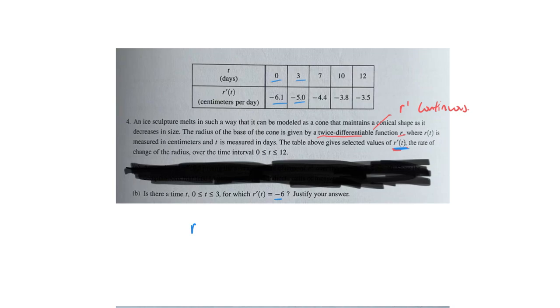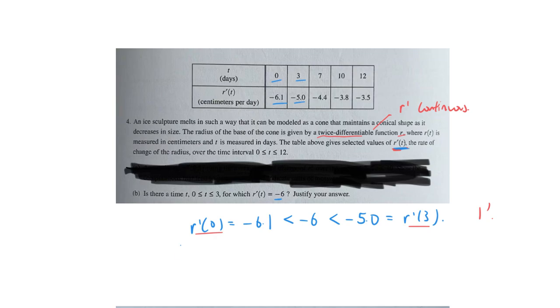So we're going to compare it to their r prime value. So what you're going to write is r prime 0 is equal to -6.1, and this is less than -6, and this is less than -5.0, which is equal to r prime of 3. So we have established that -6 is between 2 function values that are highly relevant here. So for that year, this would have earned you 1 point.